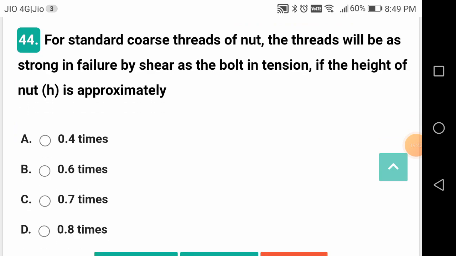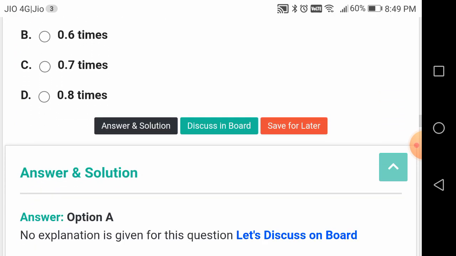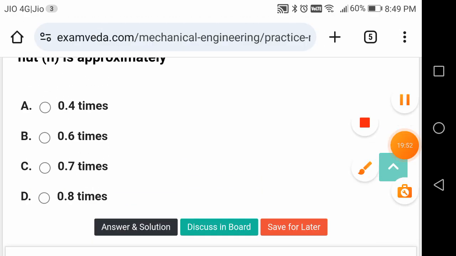For standard coarse threads of nut, the threads will be in failure by shear. As the bolt is in tension, if the height of nut H is approximately, what's the answer? It is 0.4 times.